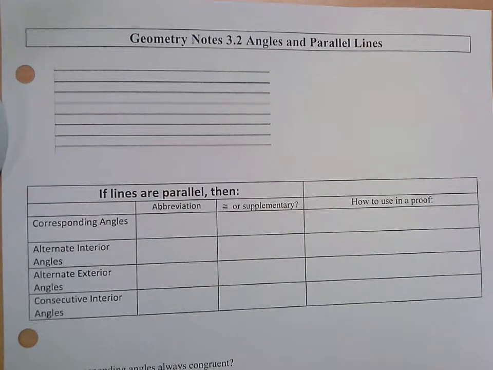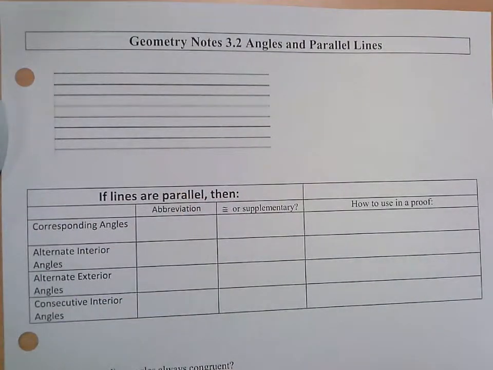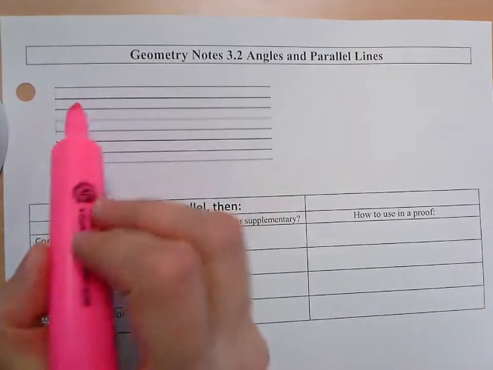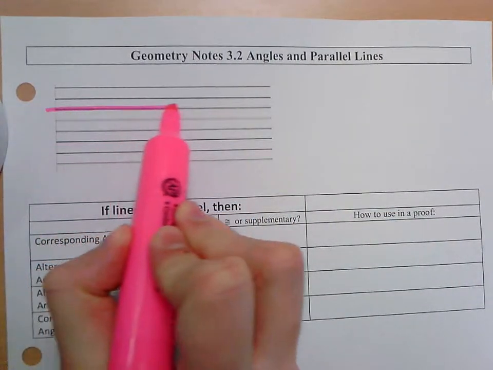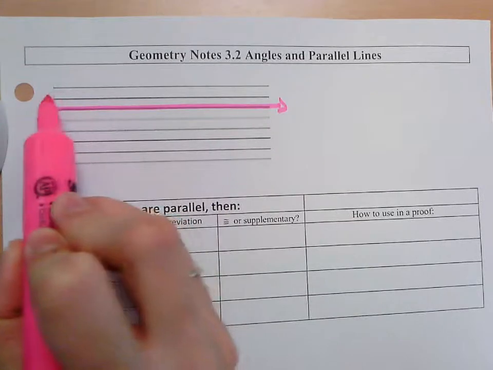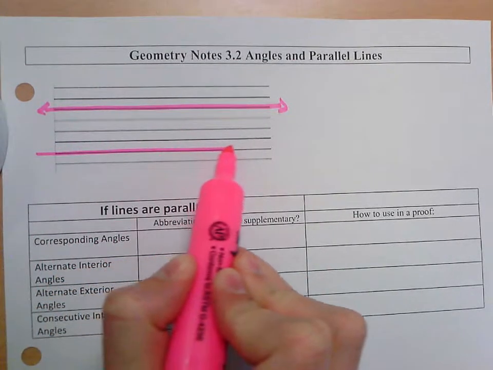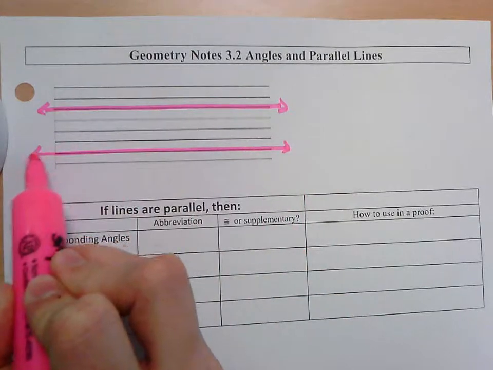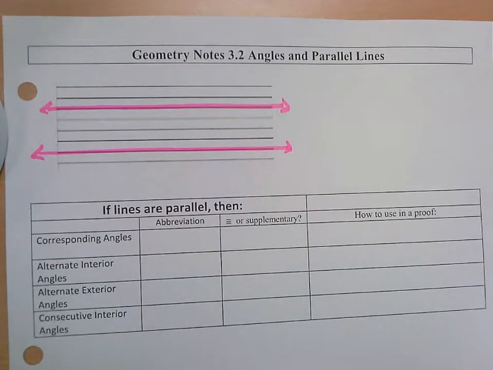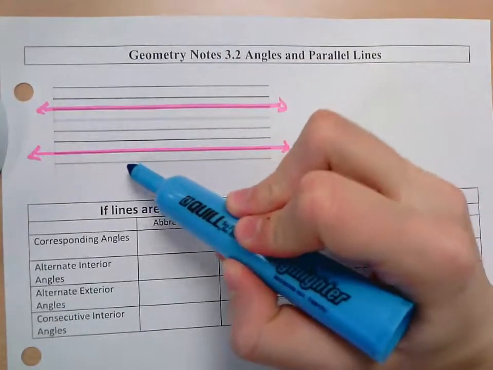For this lesson, this top part, what I'd like you to do is just draw a pair of parallel lines with a transversal going through them. So there are my parallel lines, and then I'm going to draw a transversal going through them.